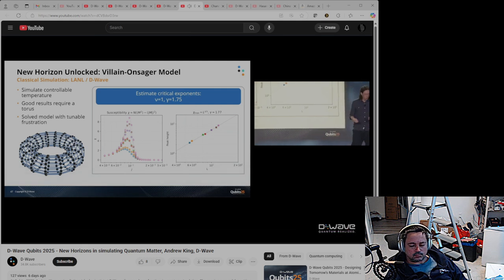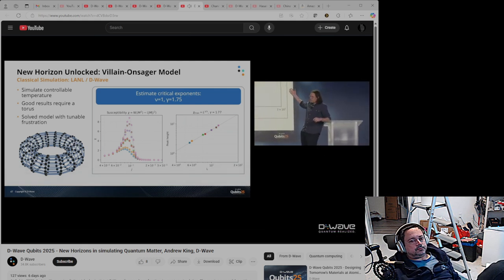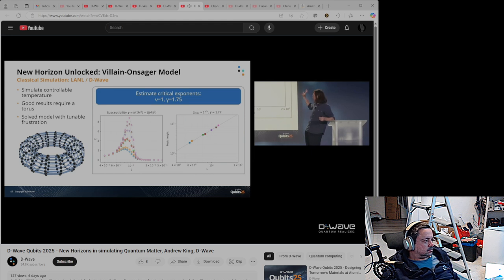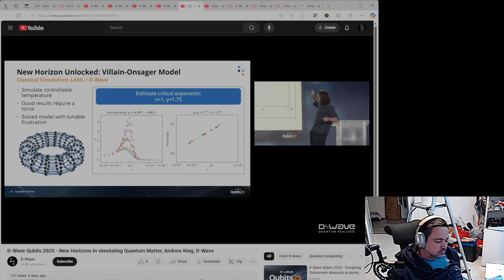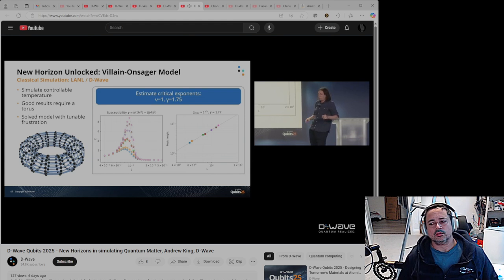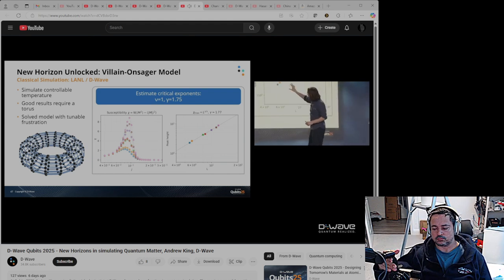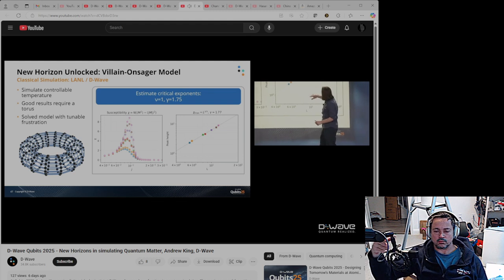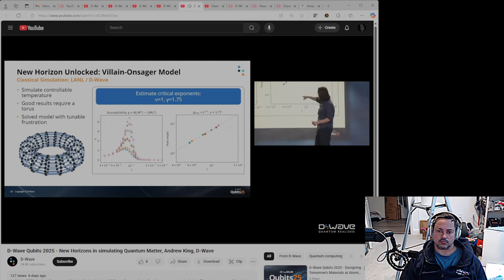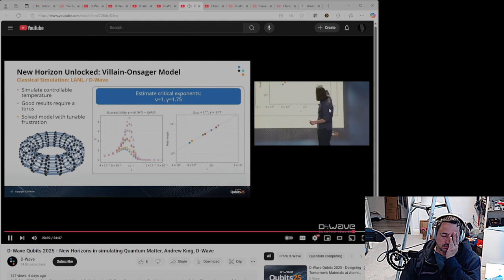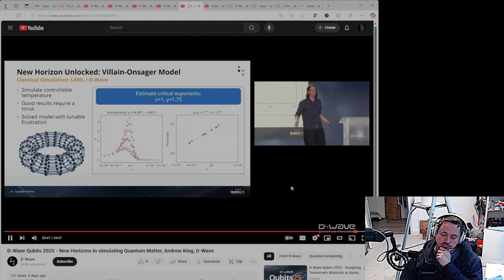I'm not going to explain what tunable frustration is, but a solved model means we know what the right answers are. We know it's a pencil and paper thing, and we know that the critical exponent gamma should be 1.75. When we do this simulation, we measure the magnetic susceptibility on the left, and then we plot the height of the curve. Each color here is a different system size, and we plot the height of the curve on the right, and from the slope of this line, we derive the critical exponent, which we estimate to be 1.77. So that's very close to the answer, and that's a nice result, which is enabled by the new connectivity of the Advantage 2 processor.